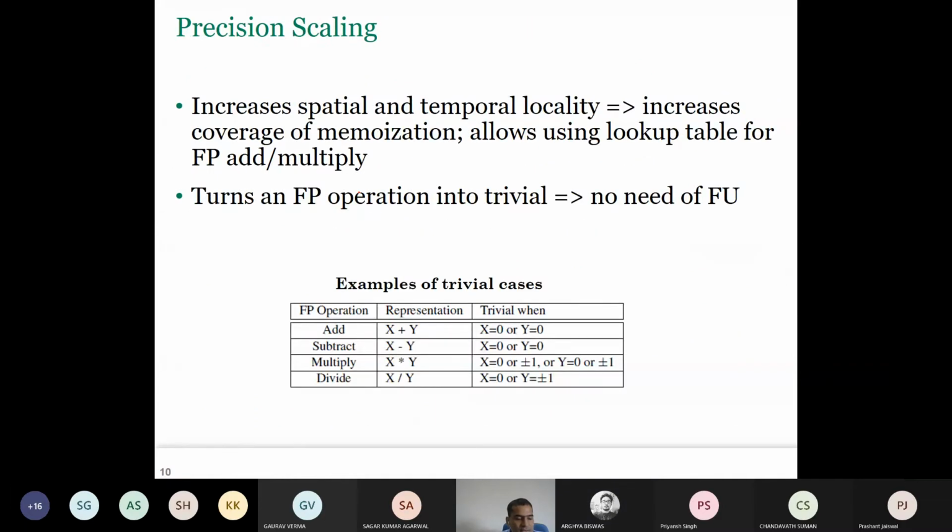Okay. So what is the other optimization which is possible from precision scaling? It increases spatial and temporal locality. I will discuss how, which increases the coverage of memoization.